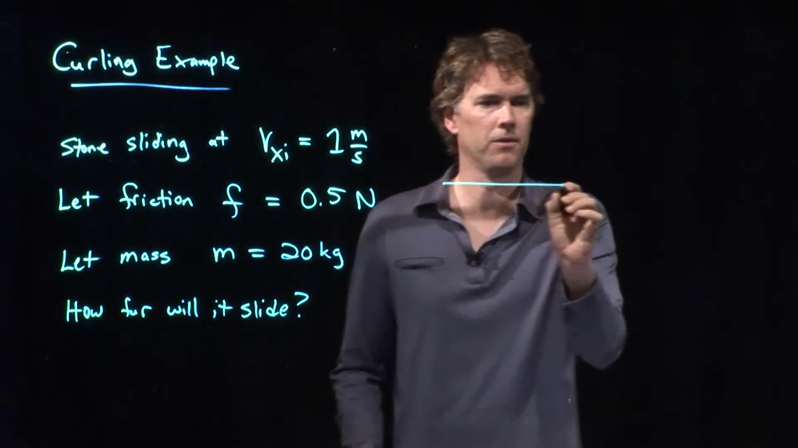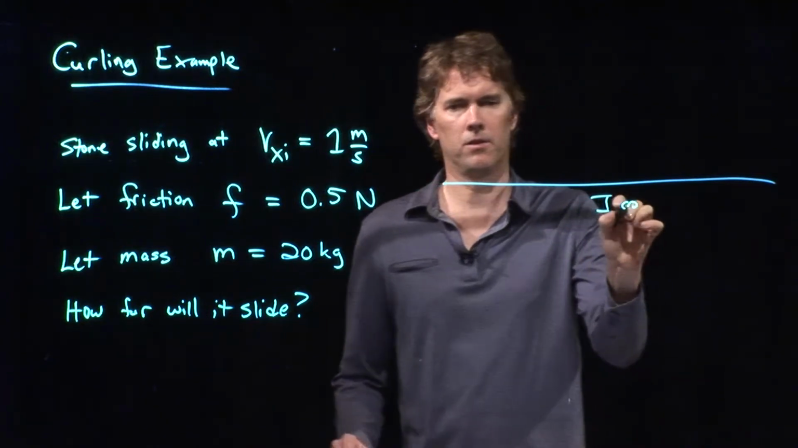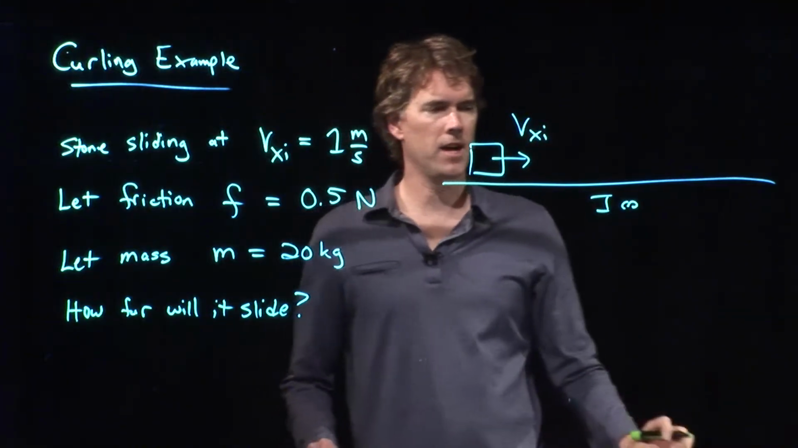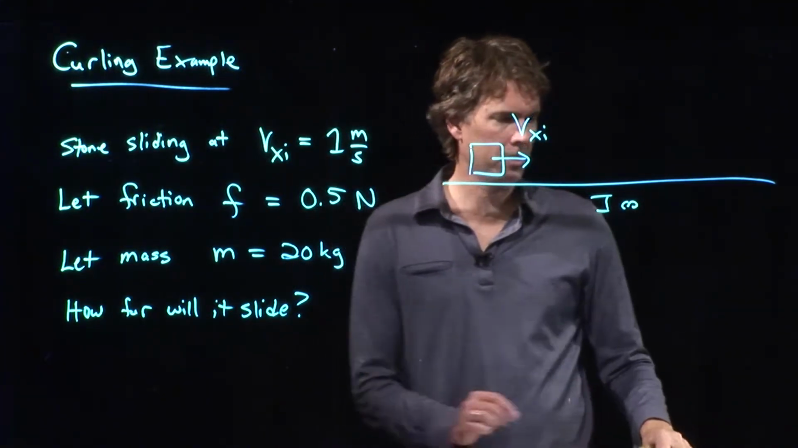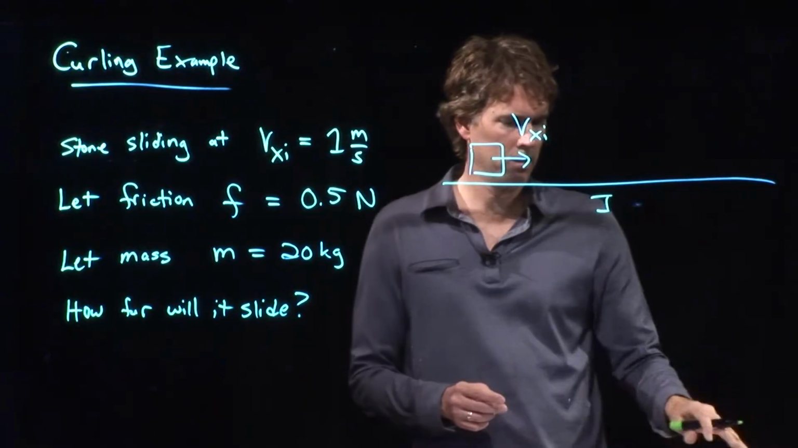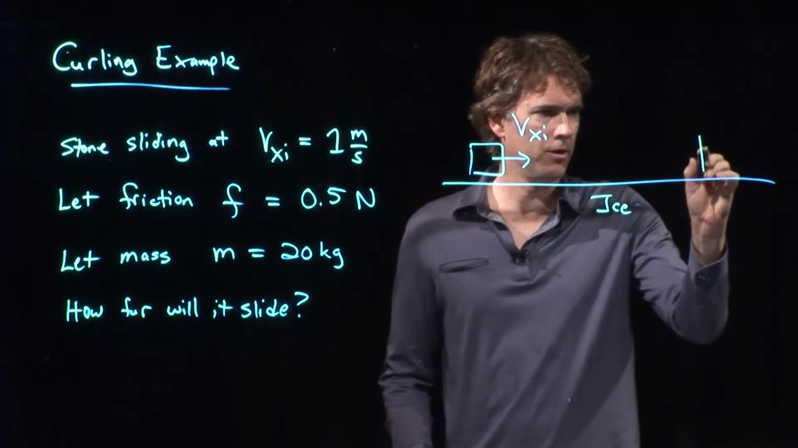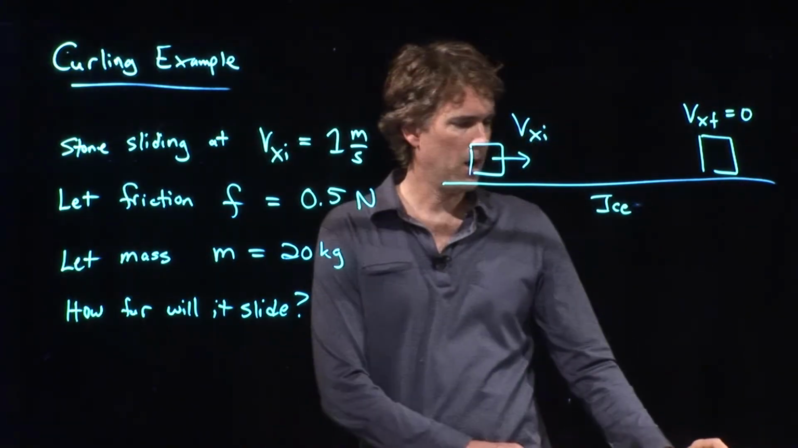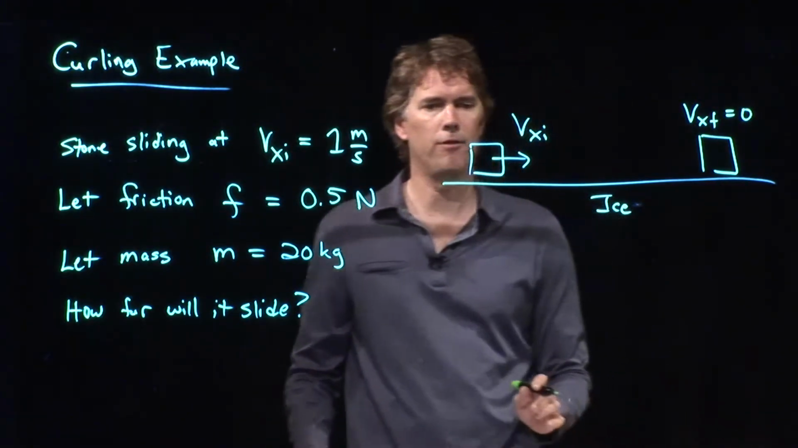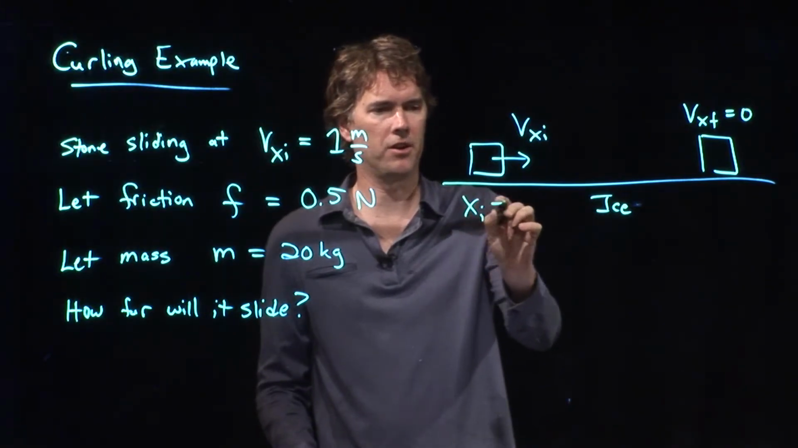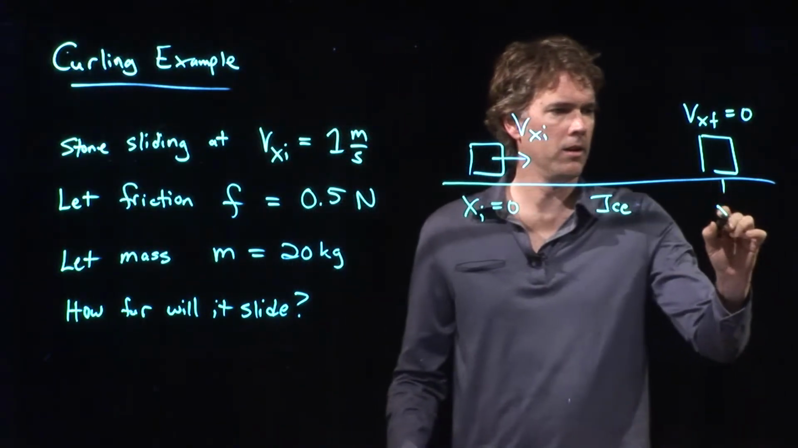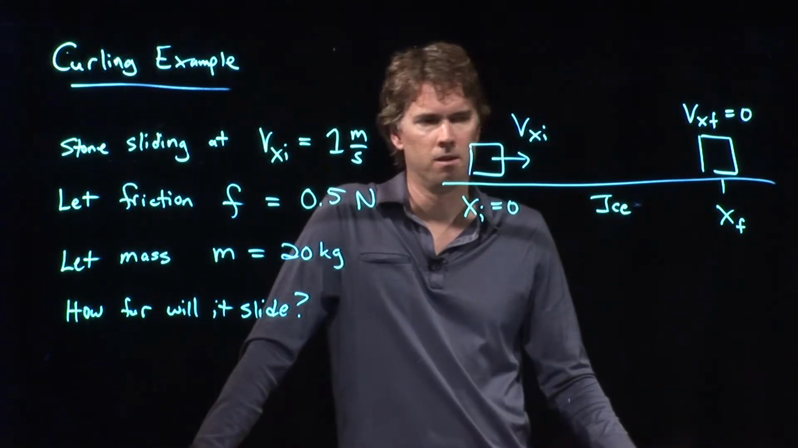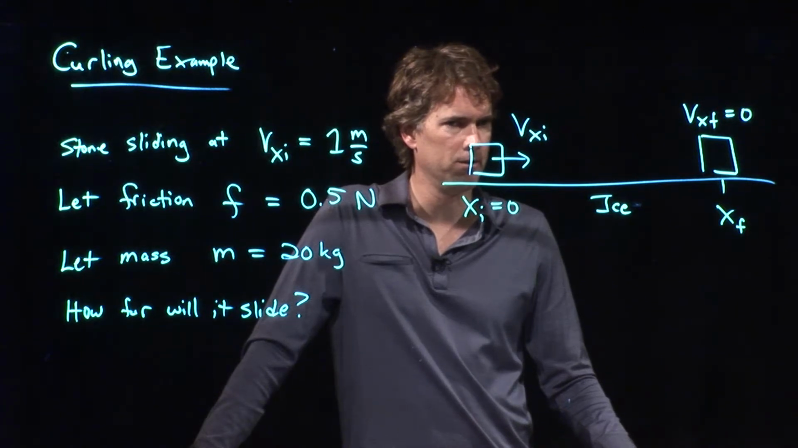Well, let's draw a picture. Here's our ice. We have our stone heading along at Vxi. Eventually, it's going to come to rest over here somewhere. Vx final is equal to 0. And we want to figure out how far that is. So let's start our tape measure right there and our tape measure right there, and let's figure out x final. All right, what should I do next?